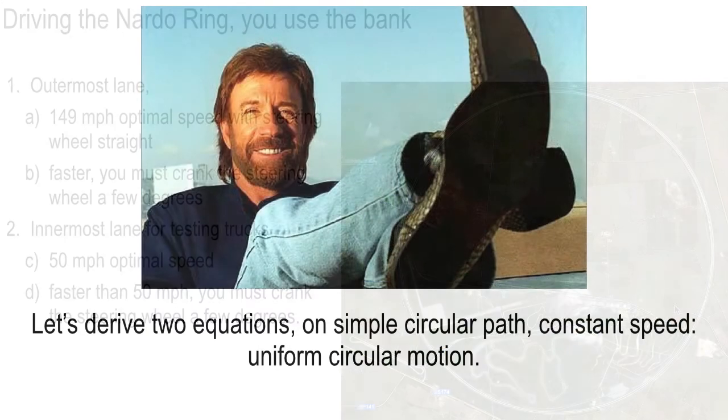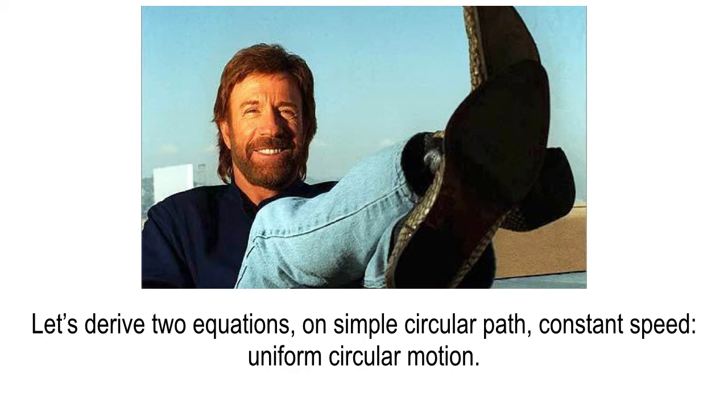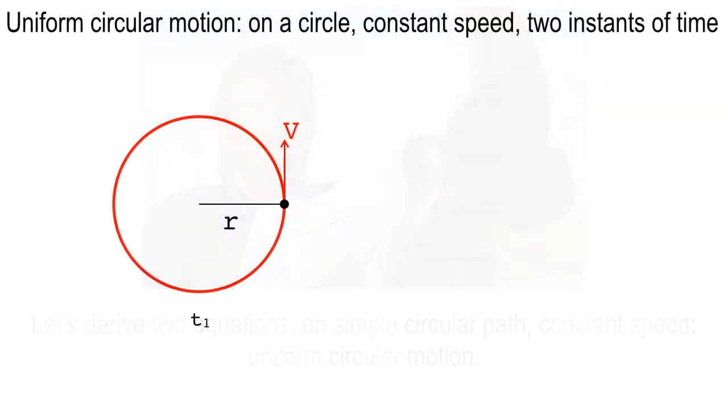Okay. Now we're going to derive some equations on the simple circular path at constant speed, i.e. uniform circular motion, and I want you to sketch your diagrams really carefully. Now what we're going to do, we're going to look at a schematic diagram like this, at two different instants of time. So here's the instant of time called T1. All right? And at time T1, your position vector R is straight to the right. And the center is right at the center of the circle.